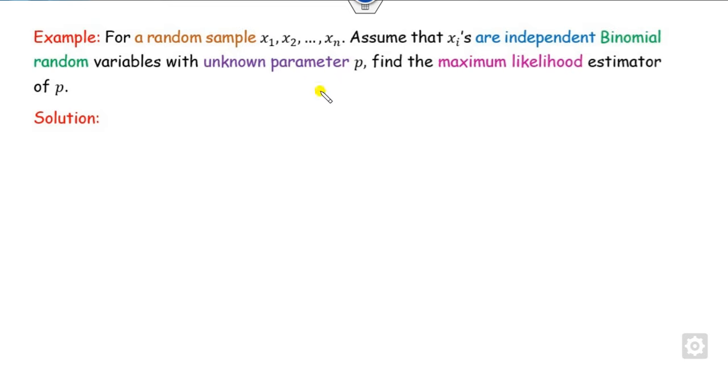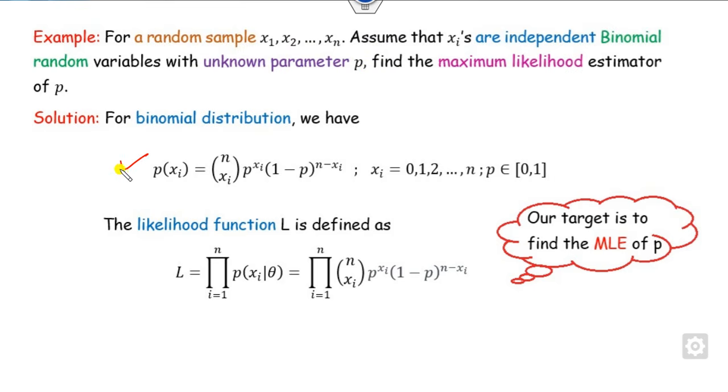Similarly, how can you find the MLE of the binomial distribution? The same logic applies there. If you have some x's, random samples which are independent, you have to find the likelihood here. So this is the binomial distribution PMF. Then our target is to find the maximum likelihood of p. We can write it like here. So we can substitute the value here.